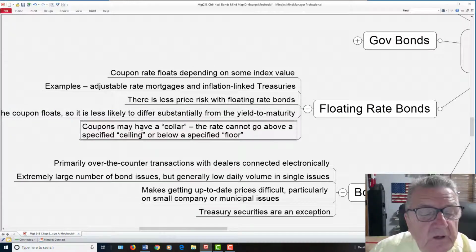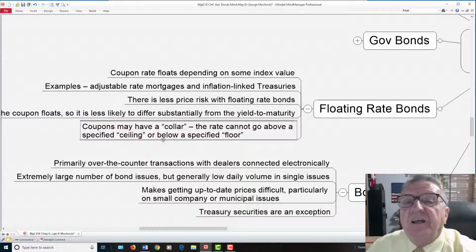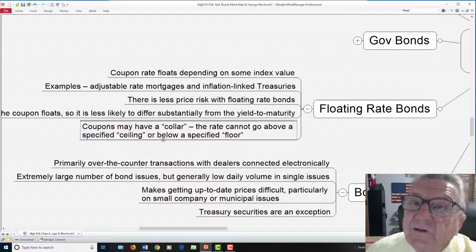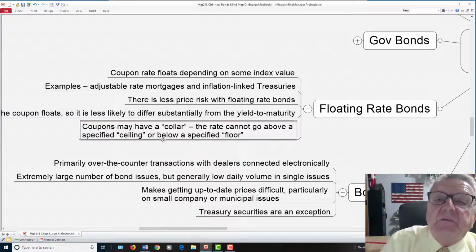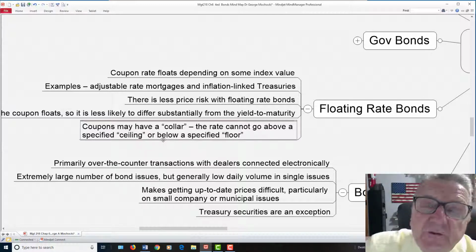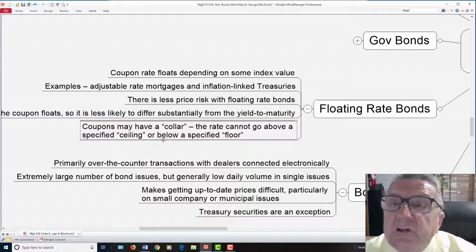Okay, coupons may have a collar. A rate cannot go above a specific ceiling or below a specific floor. So it has a limit. Even an adjustable mortgage rate is not going to go up to 100%. They may have a cap and say, okay, right now it's 5%, it's only going to max out at 18%, whatever. That's something you have to look at. You need the money, they want the money. It's a risk.